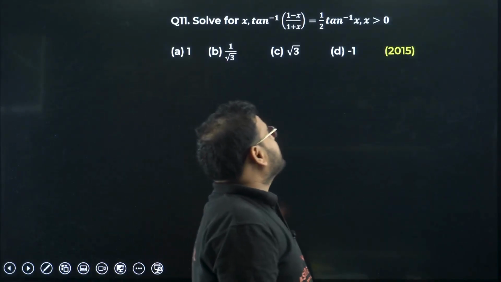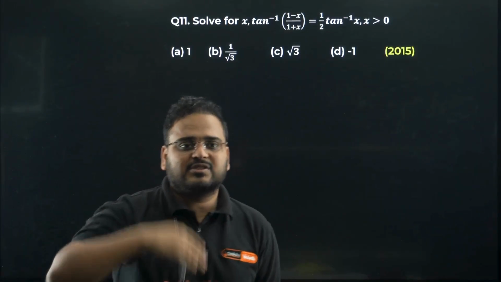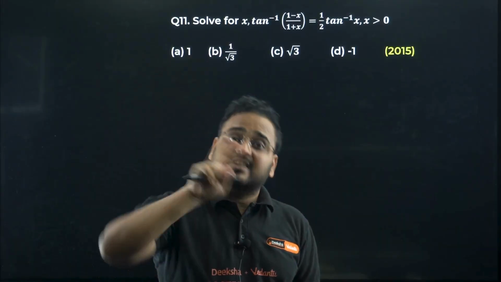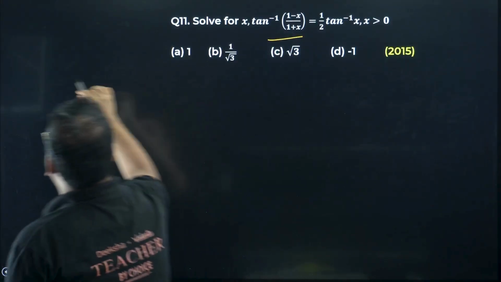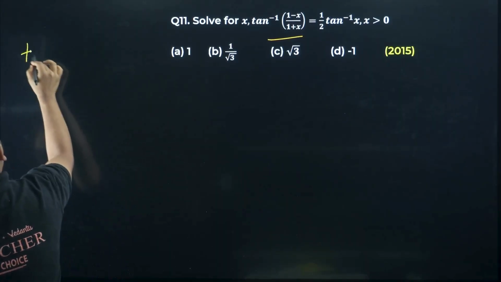Solve for x: tan inverse of (1 minus x) upon (1 plus x). Now, the questions from here onwards will not be difficult. A different approach will be used. Have a look. What is the formula used over here? There's a formula, if you remember. Here you have to remember all the formulas.